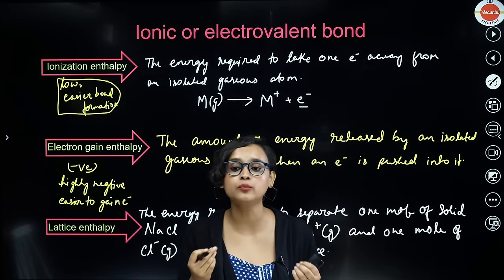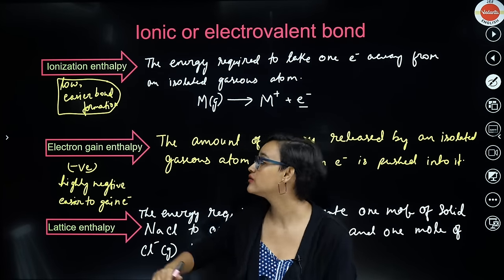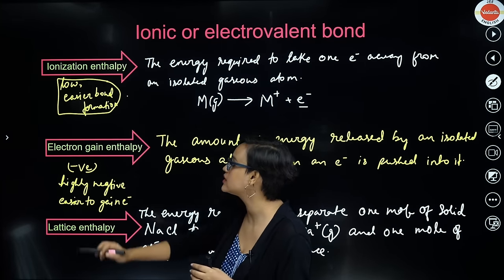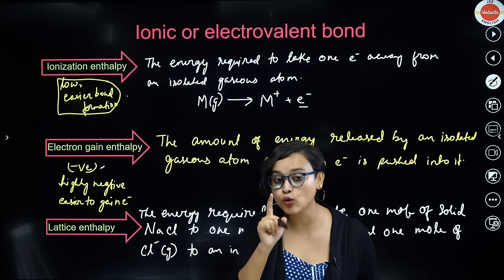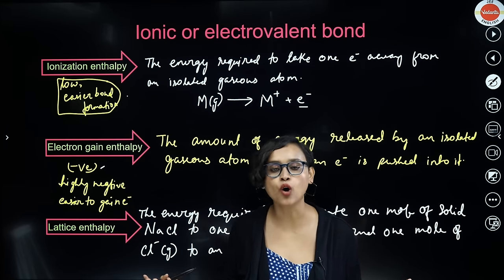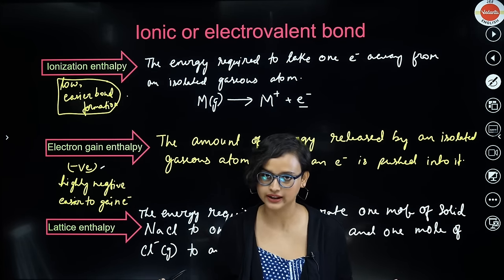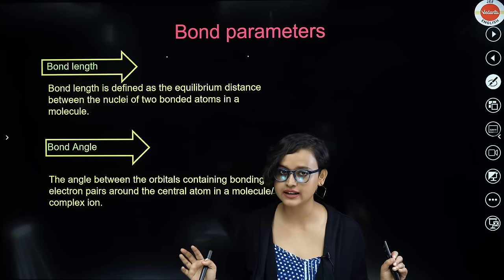Okay, so what did I say? Obviously, the ionic bonds will be formed more easily between the elements which have comparatively low ionization energy and highly negative electron gain enthalpy. Only then it will be easier to form the bond, basically, right? Okay, get my point? Great, easy peasy biryani tasty.